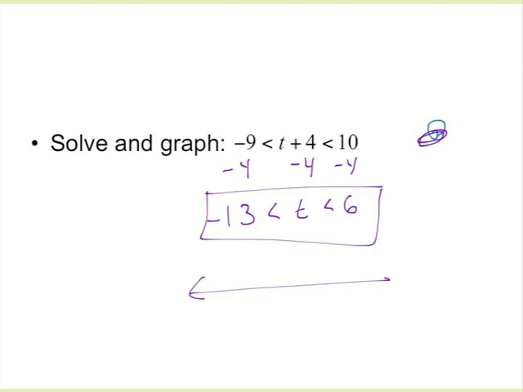So to graph, we put a negative 13, a 0, a 6, open circles because there's no equal to bar, and our answer is the numbers between the negative 13 and 6.